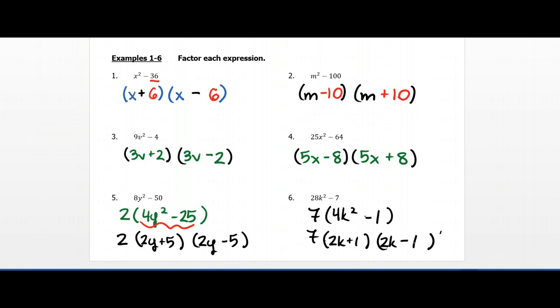Okay, so again, it's a pretty simple rule, but it's one that you're going to have to be careful of and always look for whenever you're dealing with binomials. Okay, so we're going to practice this a little bit next time I see you in class.